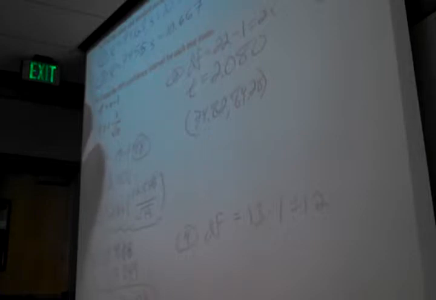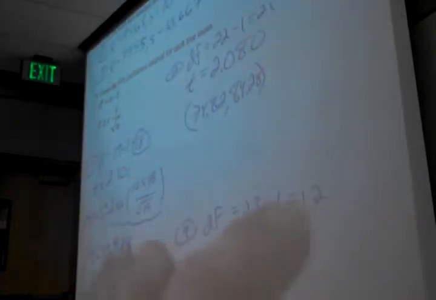Wait, I'm confused. Where did you get the 2.08? Oh, sorry. So let's double check it. Where did I put my T there? So here I got degrees of freedom is 21. You got it? Yeah. All right. I like that. That's the wait and see approach to teaching.